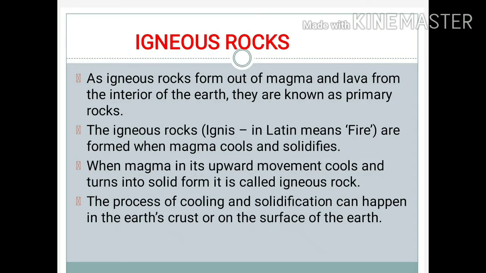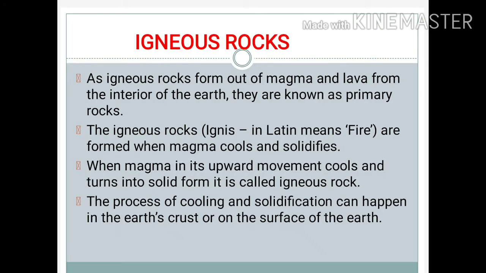Igneous rocks are also known as primary rocks because all other types of rocks are formed from the igneous rocks. Igneous rocks are formed because of the cooling and solidification of magma and lava that comes out from the interior of the earth during volcanic eruptions. The word igneous has been derived from a Latin word ignis, which means fire.